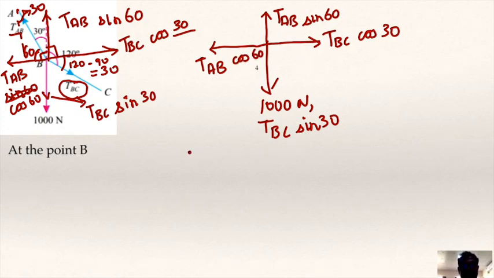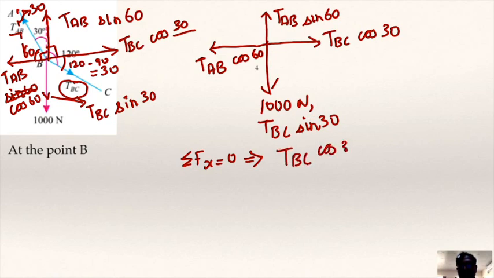Now it's very simple. We'll get back to the normal case, that is sigma Fx is going to be 0. If you consider the x-axis, then you're going to have two forces: one is TBC cos 30 and the other is TAB cos 60. TBC cos 30 is lying on the positive side of the x-axis, so it's going to be plus TBC cos 30 degrees, and then you have a minus sign because this is on the negative side of the x-axis, so that is going to be minus TAB cos 60, and that is equal to 0. These are the only two horizontal forces that are present.